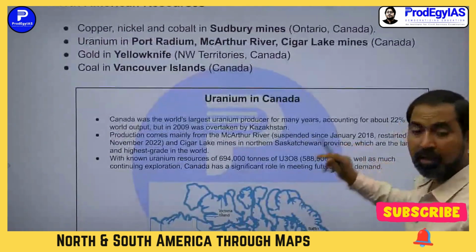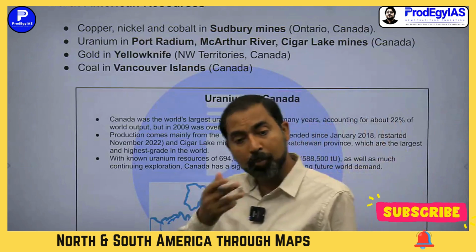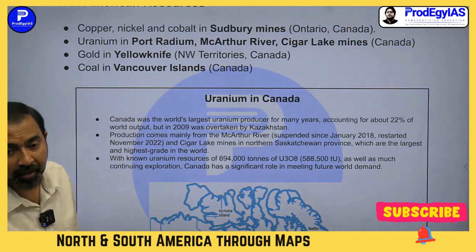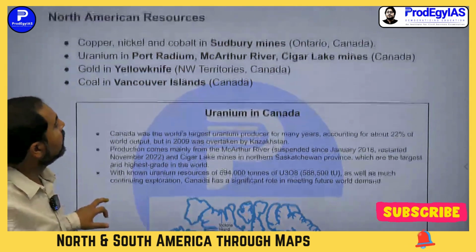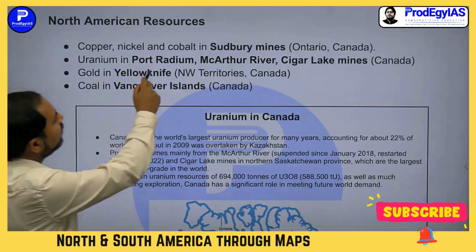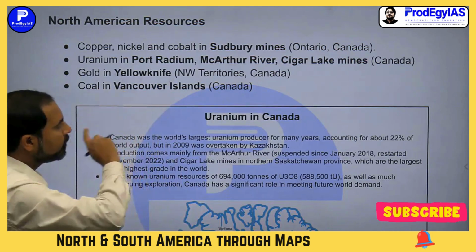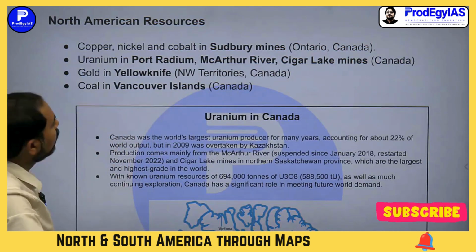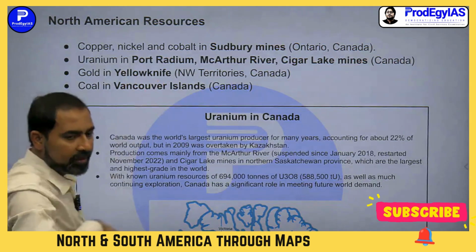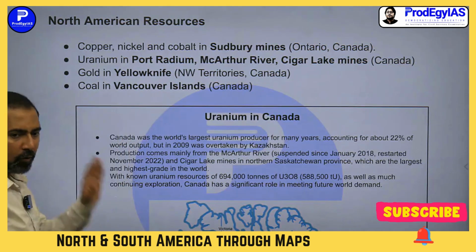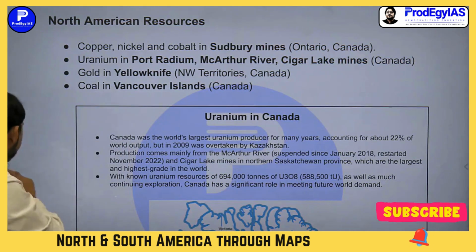Like this year, last year, question was asked regarding cobalt in DRC. A question, same type of question may be asked from Canada. Okay, so they are the important regions. The uranium in Port Radium, MacArthur River, Cigar Lake mines. Gold in Yellowknife area, Northwest Territory. There was a city, Yellowknife. This is also the capital of Northwest Territory, the main city. Coal in Vancouver Island. Vancouver Island on the western part, right?